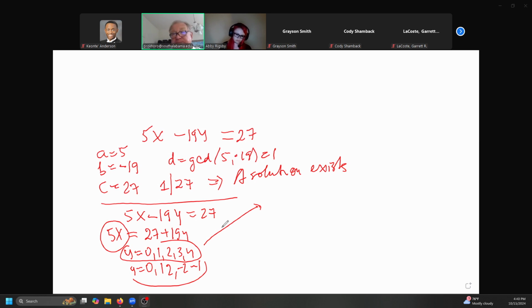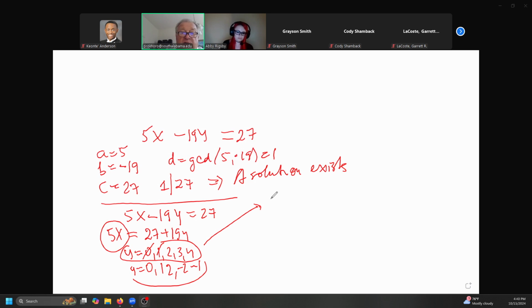Tell me, Anton. Which value works? 2? No, let's see. y equals 0: 27 plus 19 times 0 is 27, and 27 is not divisible by 5, so we cannot use 0. Then y equals 1: 27 plus 19 is 46, and 46 is not divisible by 5.